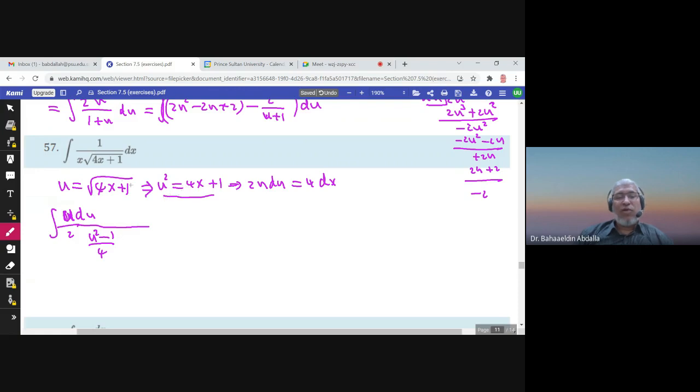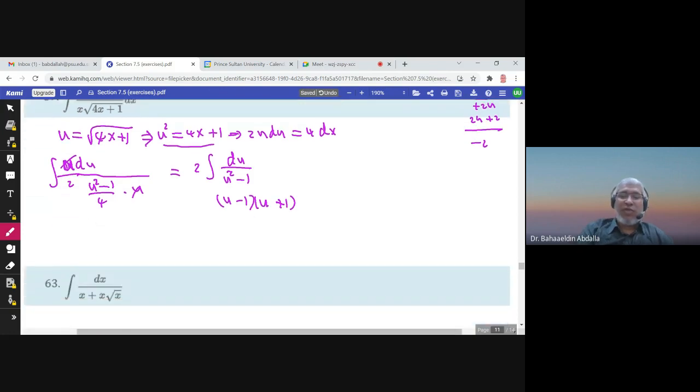And the square root is just u. U cancels with u, and this 4 will go up, so I'll have 4 over 2, which is 2, and I'll have du over u squared minus 1. And this is easy. You write it as u minus 1 times u plus 1, then a over u minus 1 plus b over u plus 1, section 7.4.